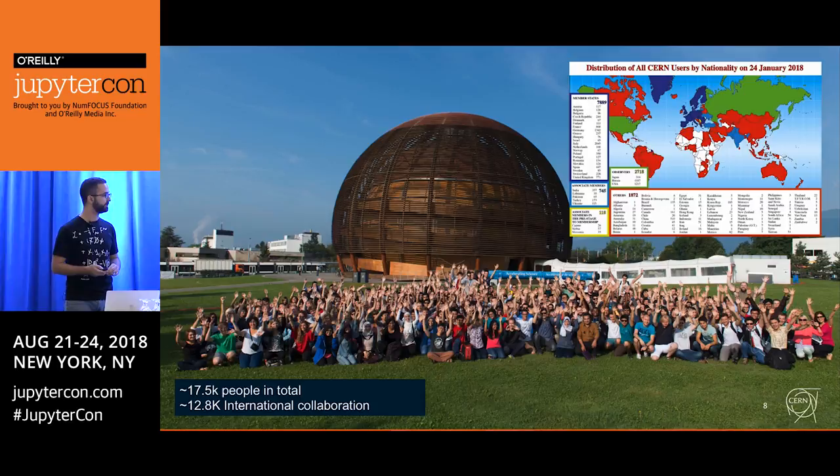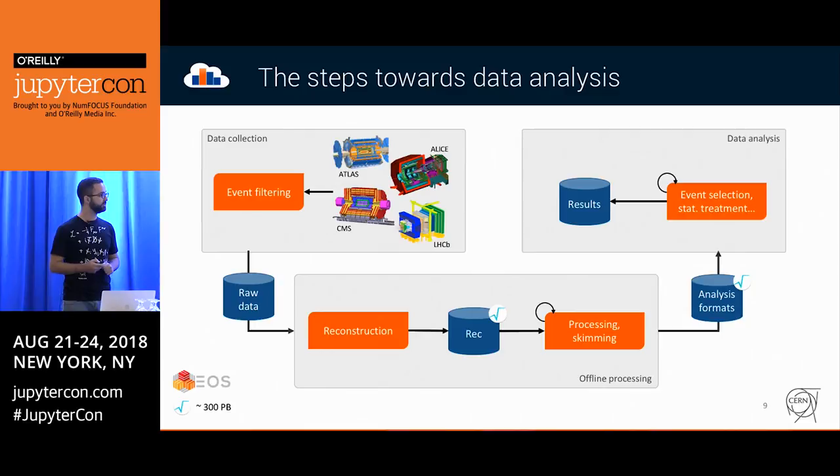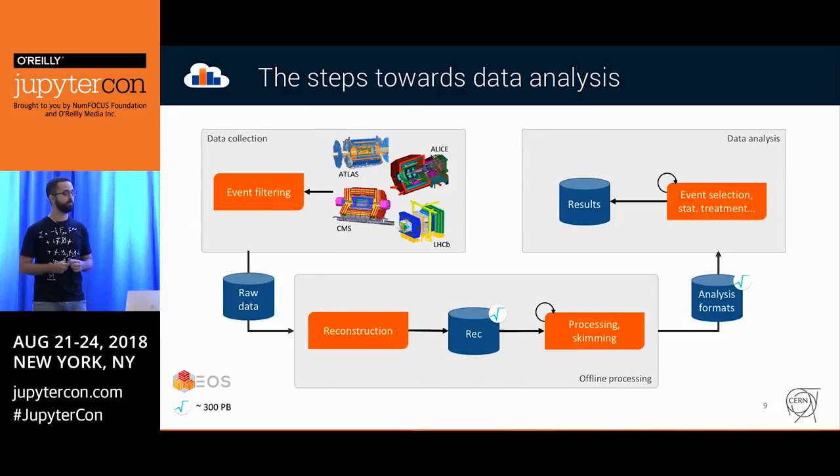And one community very important to us at CERN is the HEP community, or High Energy Physics community. And this is how they work. This is their pipeline. To give you some context, at the LHC we have four main experiments. They are called ATLAS, ALICE, CMS, and LHCb. And these experiments produce something around 1 petabyte of raw data per second.